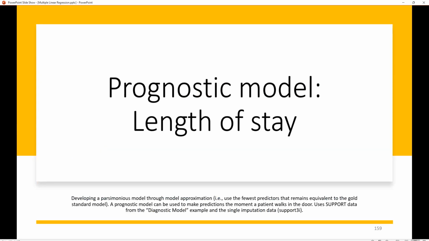And so now we're going to look at our prognostic model, and this is the length of stay. In this, we're going to cover the topics of developing a parsimonious model through model approximation. In other words, use the fewest predictors that remains equivalent to the gold standard model. And the gold standard model is often our full model, where we are using as many predictors as we find important. A prognostic model can be used to make predictions the moment a patient walks in the door. It uses the SUPPORT data from the diagnostic model example and the single imputation data set that we created.